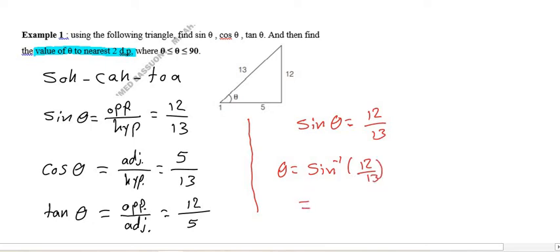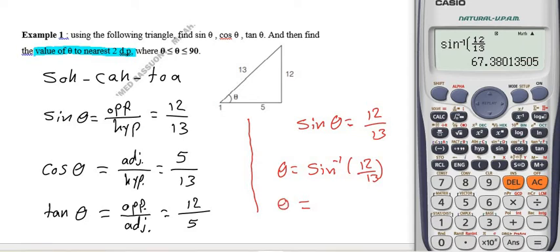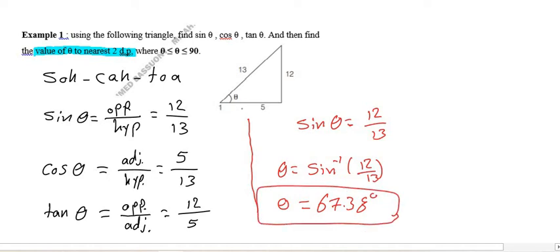By using the calculator, in order to find out the value of theta, you need to apply the inverse sine, so shift sine for 12 over 13. And that gives us theta equals 67.38 degrees. 67.38 degrees. And this is the required. So using the trig ratios, we could find out the value of theta.